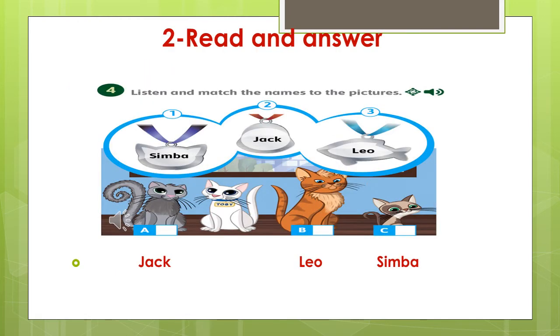Now look at these cats. We want to talk about them using as adjective as. First, Jack's eyes are as big as Toby's. Simba's eyes aren't as small as Leo's. Toby's tail isn't as long as Jack's. Jack's ears aren't as long as Leo's. Jack's eyes aren't as big as Toby's. Now please write sentences in your notebooks and then check your answers.